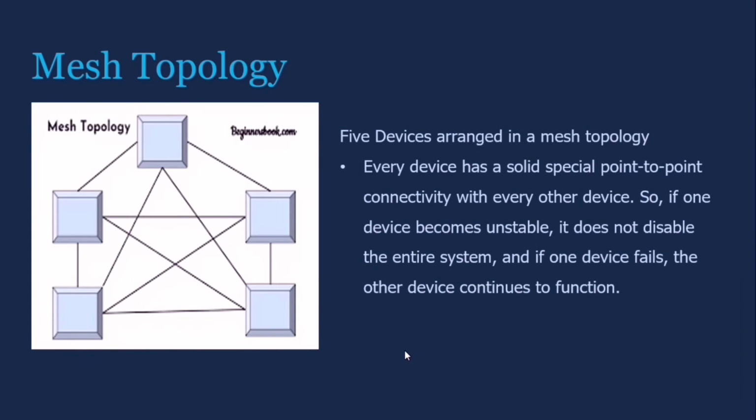For 5 devices arranged in mesh topology, every device has a dedicated point-to-point connection with every other device. So, if one device becomes unstable, it does not disable the entire system. And if one device fails, the other devices continue to function.